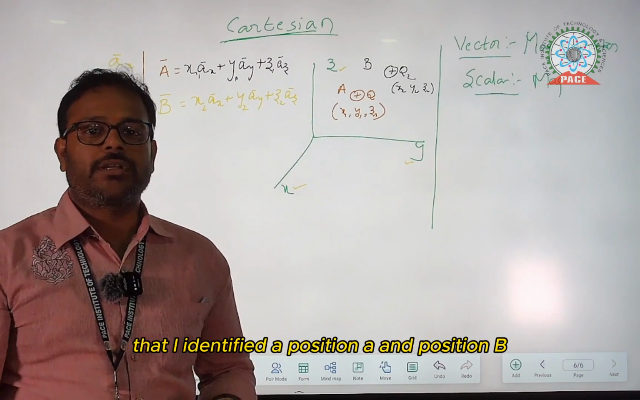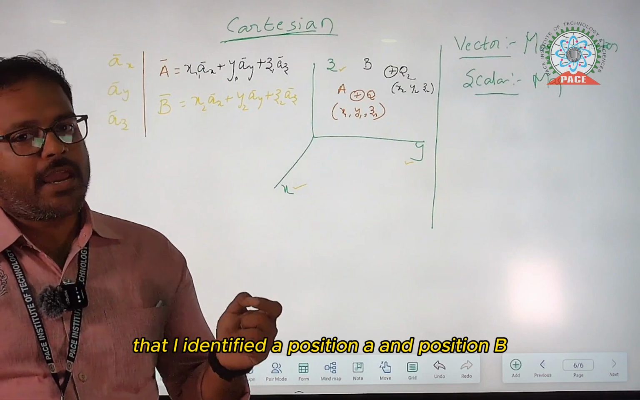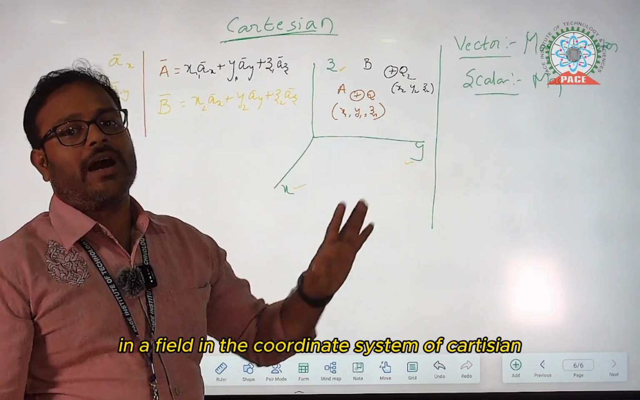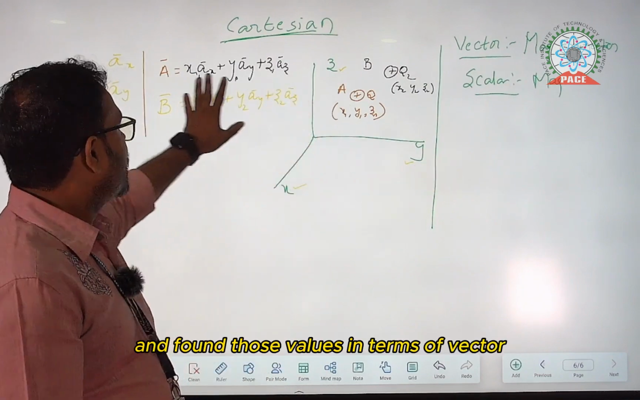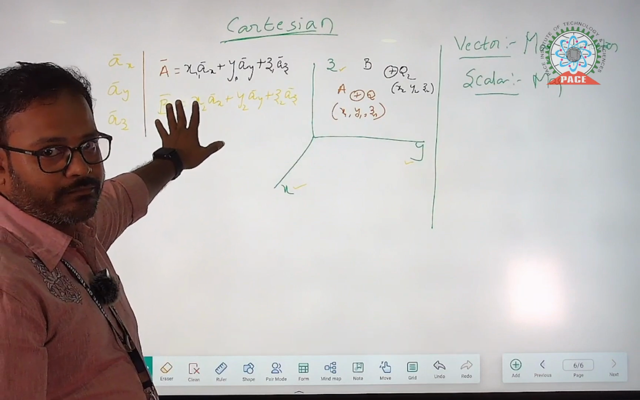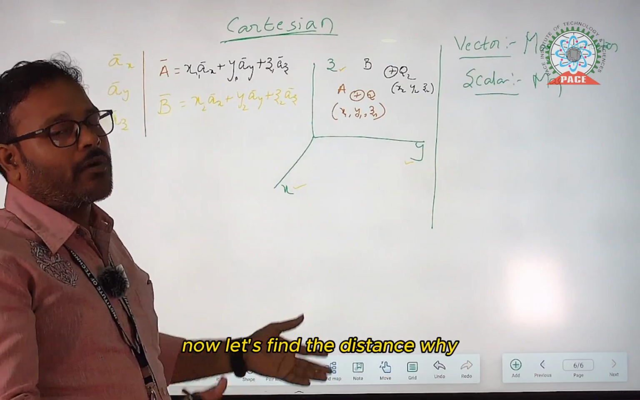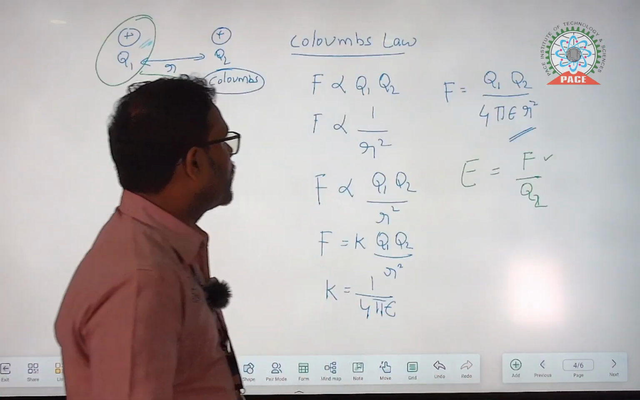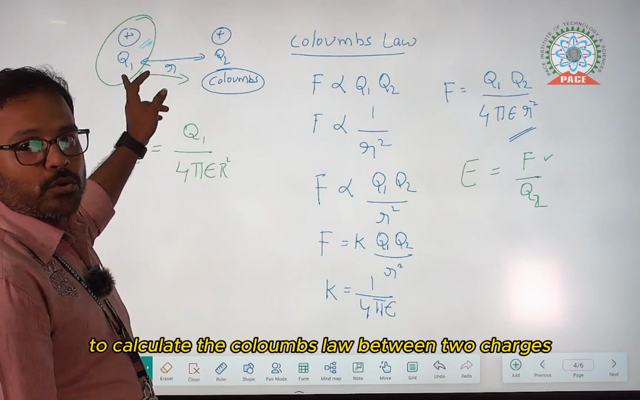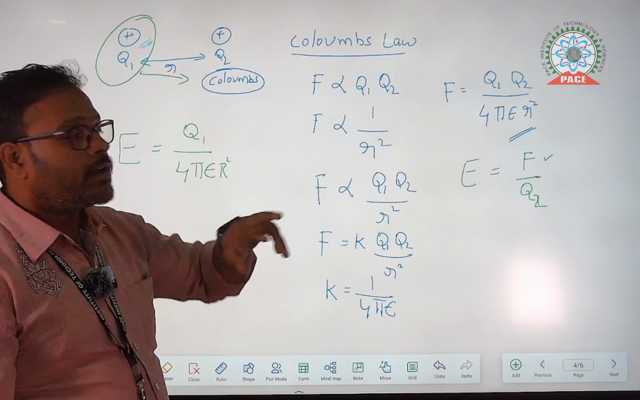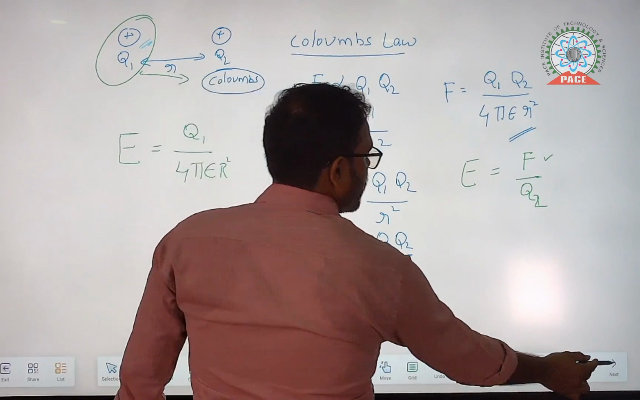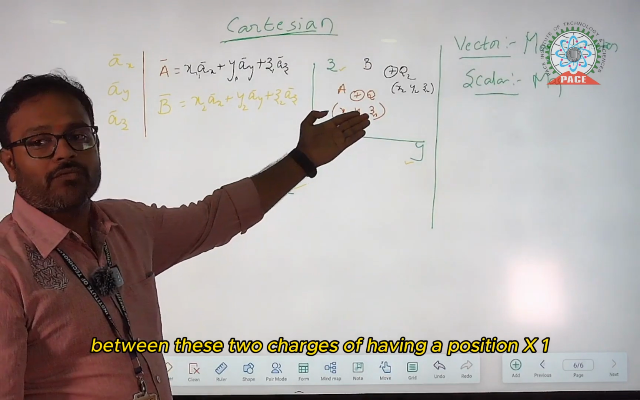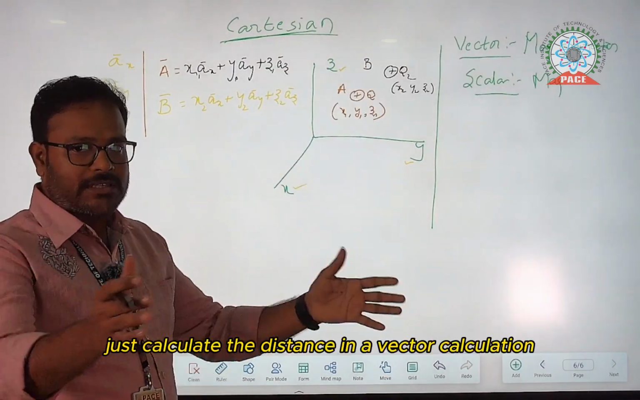So now what we have understood is that I identified a position A and position B in a field in the Cartesian coordinate system and found those values in terms of vectors. Now let's find the distance. Why? Because to calculate Coulomb's law between two charges, we should calculate the distance between these two charges having the positions x1, y1, z1 and x2, y2, z2.